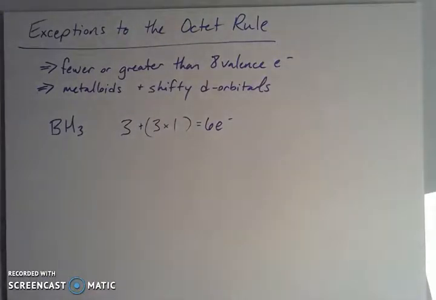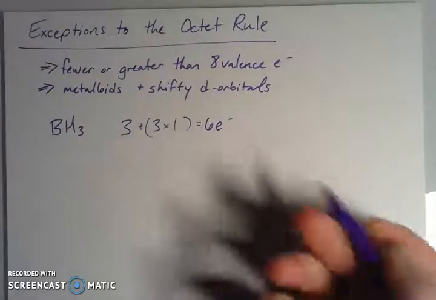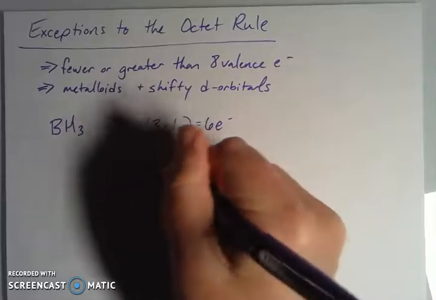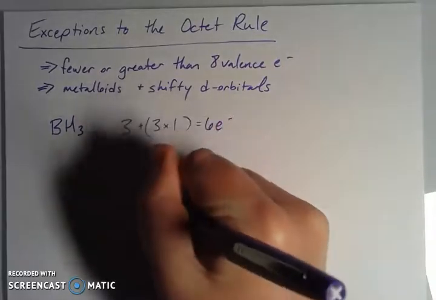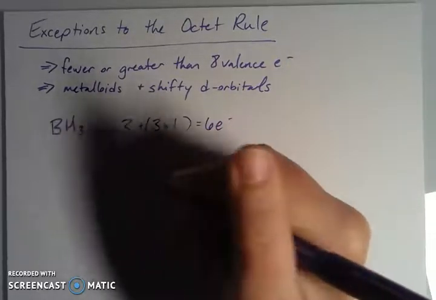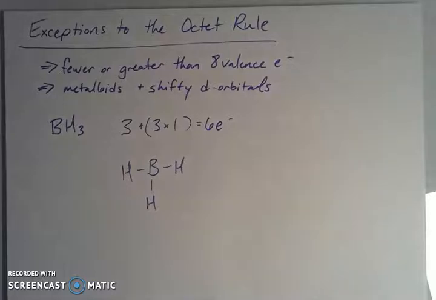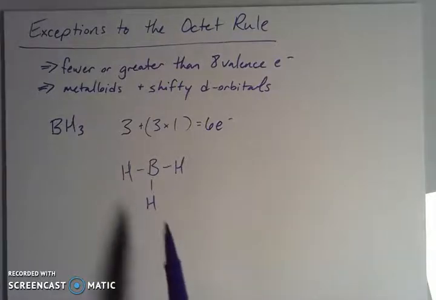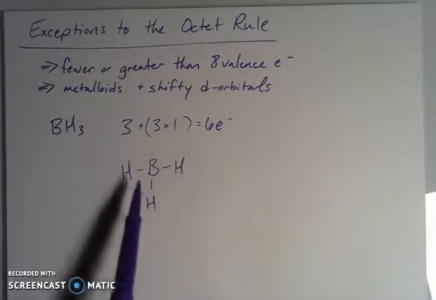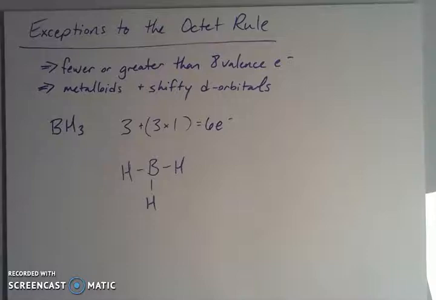Now that's already a red flag that this is going to be an exception to the octet rule, because I don't even have a full octet there. So I'm going to follow my pattern. I take my boron and I attach everything else to it. I choose boron at the center instead of the hydrogens because it wants to make more bonds. And now I've used 2, 4, 6. I don't have any more electrons. This is the only way I can fit this together.